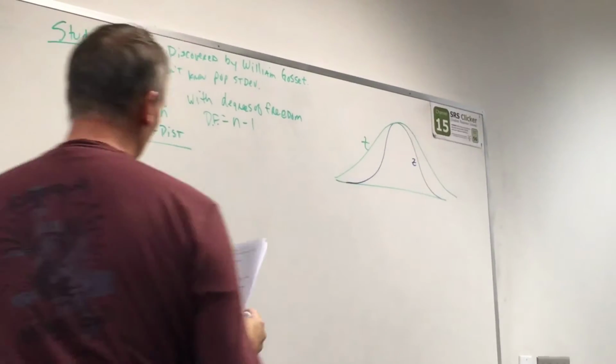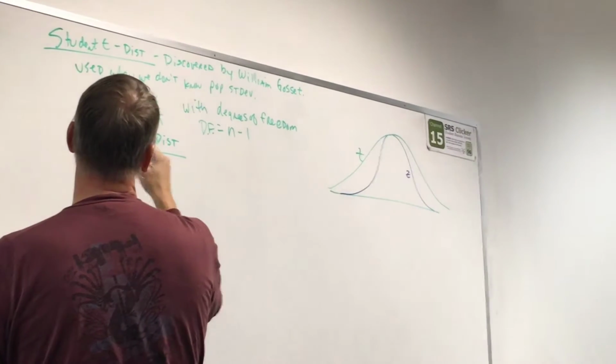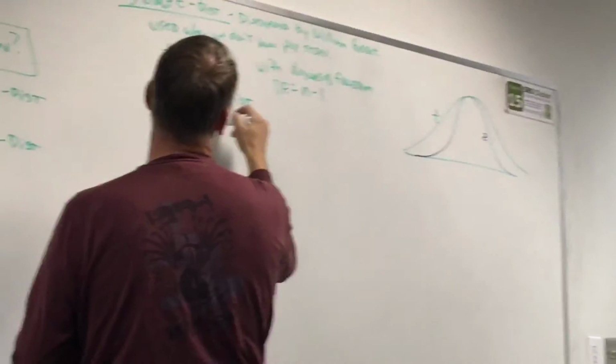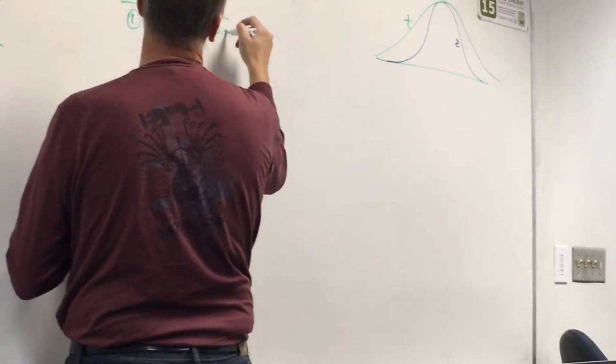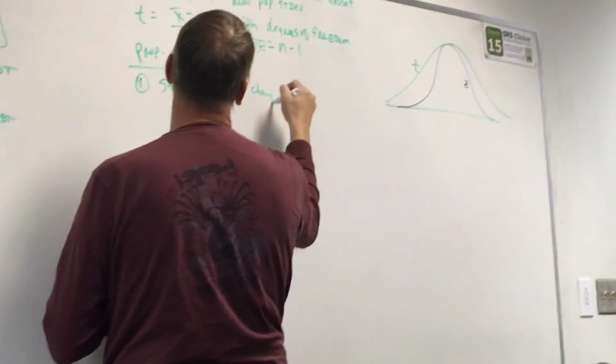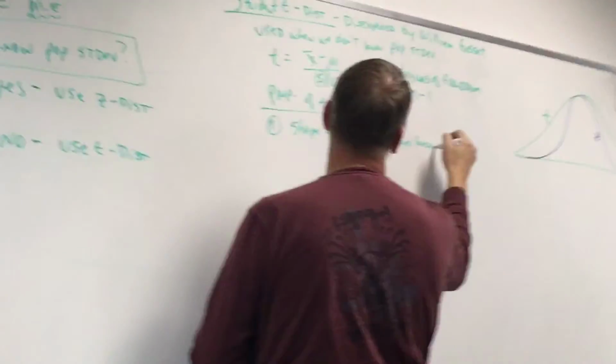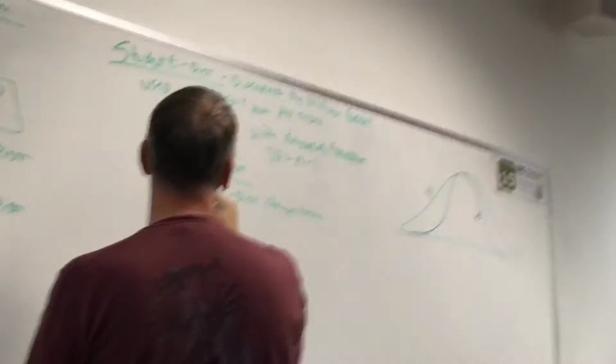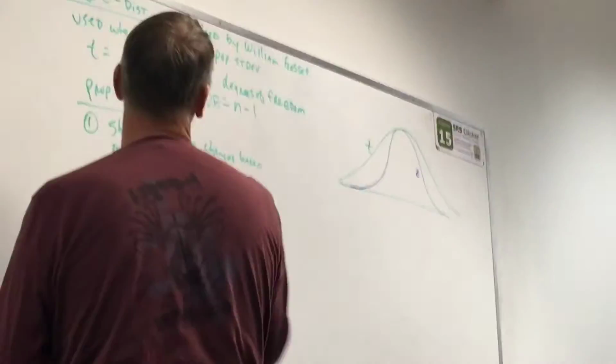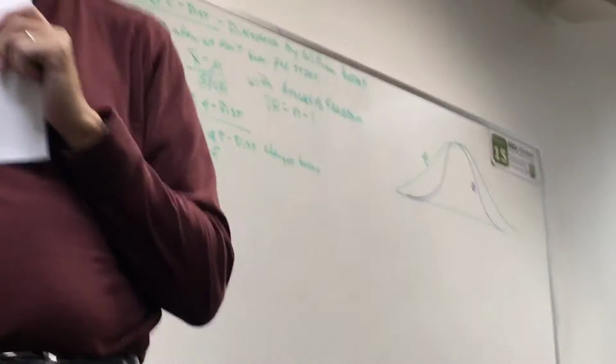Okay? So, number one, the shape of the T distribution changes based on your degrees of freedom. And what are your degrees of freedom based on?